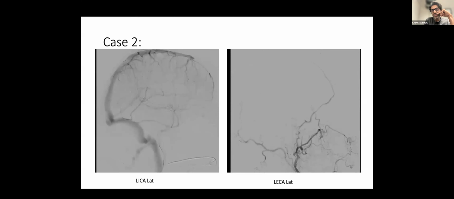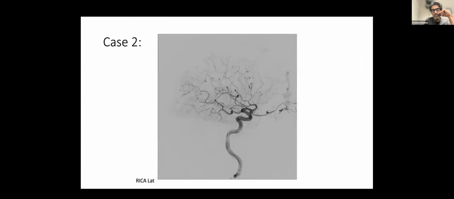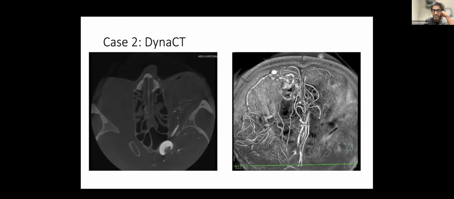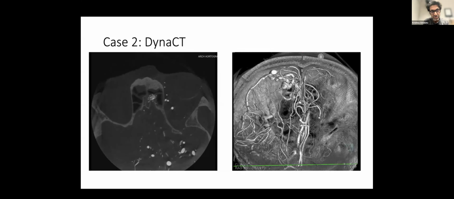Here's the left ECA run. Not much supply on this left side from the middle meningeal. Just for purposes, supplied bilaterally by these ethmoidal branches off the left and the right side. So here in this situation, we did do a Dyna CT before the subdural hemorrhage was evacuated by the surgeon on call. And ultimately, the plan was to take for further surgical ligation. But here, you can see the Dyna CT that was done before any surgical intervention.